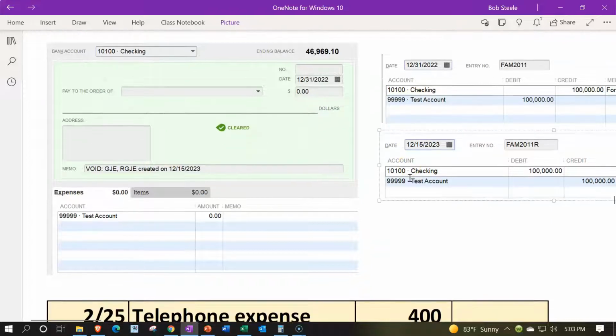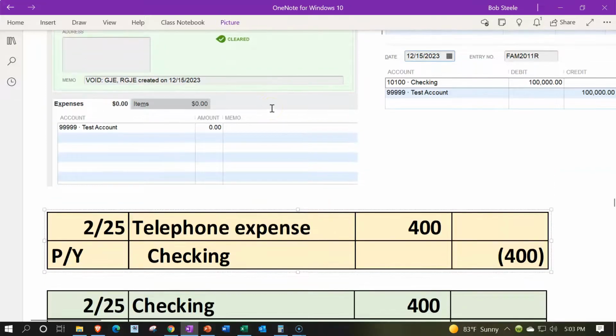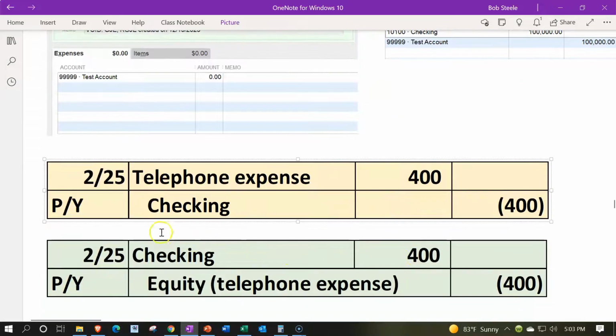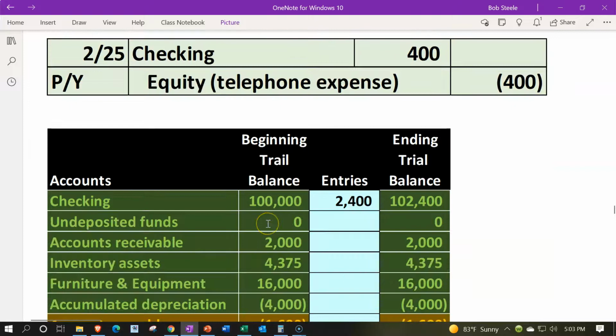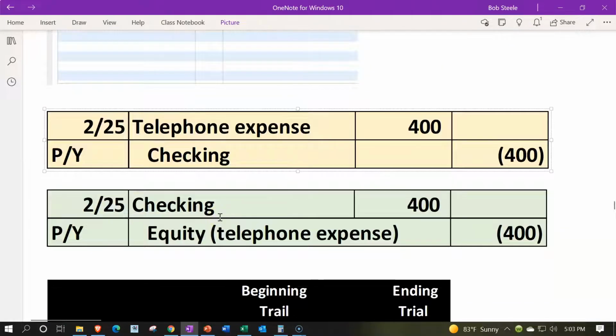Let's kind of simulate that with journal entries. So this time we're going to start off with a check that we're going to void, telephone expense. That would be like a check we wrote for the telephone expense, increasing the expense, decreasing the checking account. We're going to say that happened in the prior year. Therefore, we're not going to record it in the current items this period because our trial balance represents the current period's activity. And then, what would we do to simulate what QuickBooks would do?